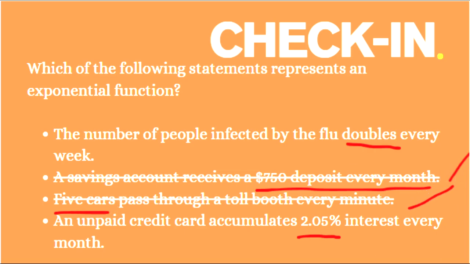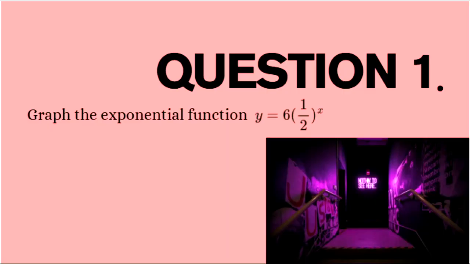Okay. Here is question number 1 that you are going to do on your own because I believe in you. Graph the exponential function y equals 6 times 1/2 raised to the power of x. Pause the video, go do it, then come back and you can watch me be a moron because you know it's guaranteed.